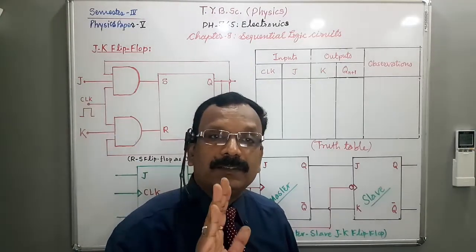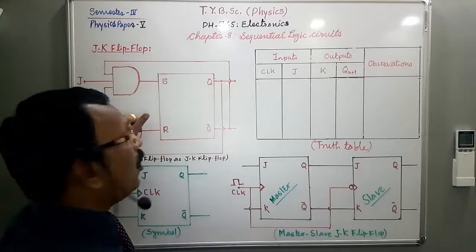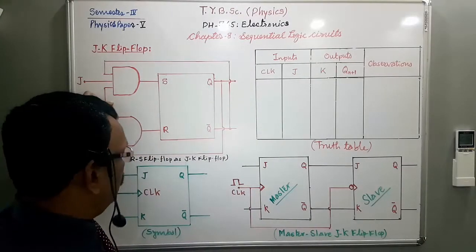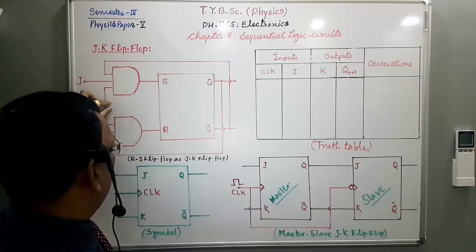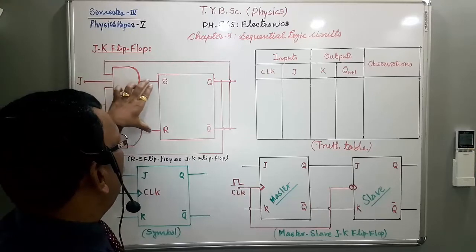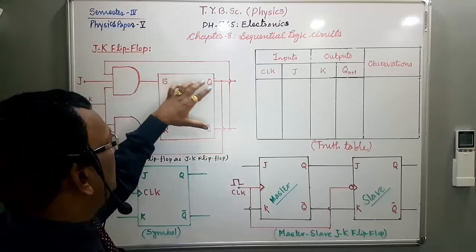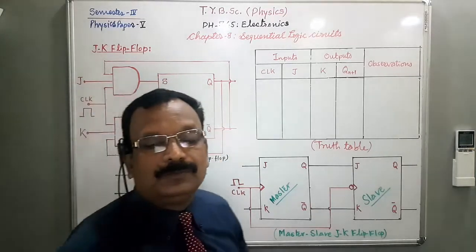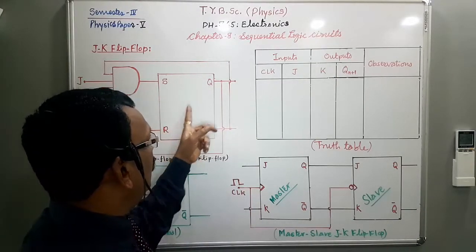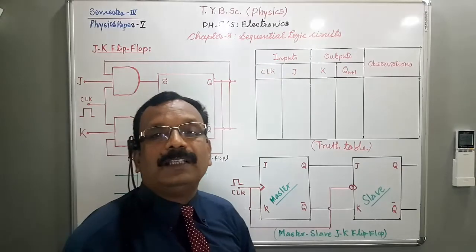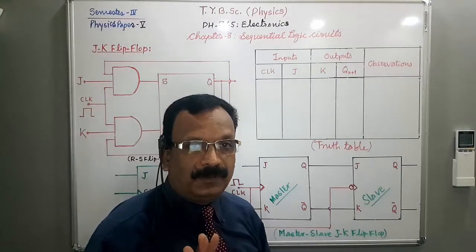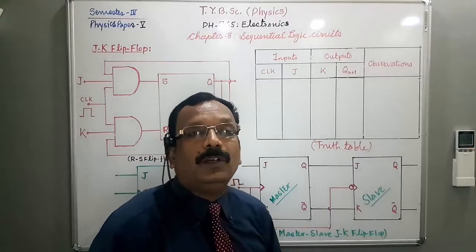This is for the logically low clock pulse. Due to this logically 0 input, both AND gates are disabled, giving S equal to 0 and R equal to 0. When S is 0 and R is 0, obviously Q and Q bar do not change. That means the output will not change. This is for the low clock pulse.